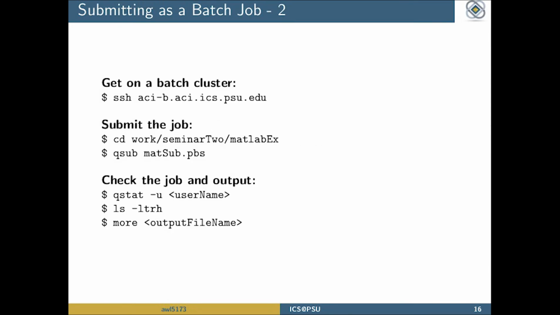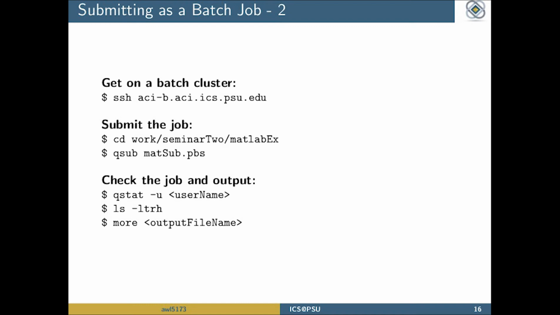All right, in order to submit this job, we have to be on the ACI-B cluster. This is our batch machine. You cannot submit jobs from ACI-I. So we have to SSH to ACI-B. If you're already on ACI-I, you can just use SSH to get over there because your username is the same between the two systems. If you're logging on from your own machine, you may need to put your username at ACI-B if the username on your local machine is different from your Penn State Access ID.